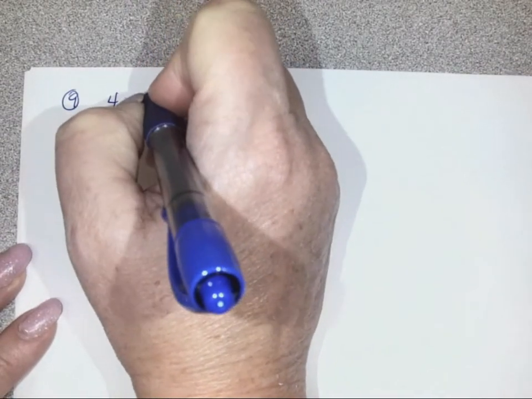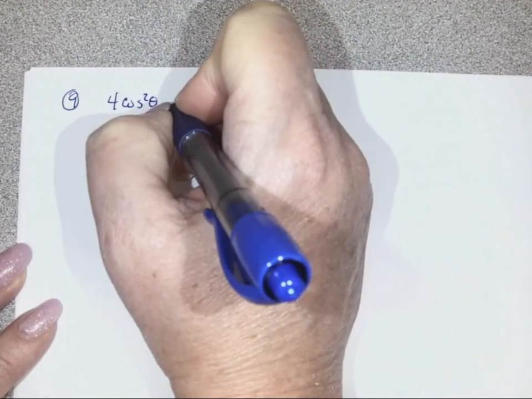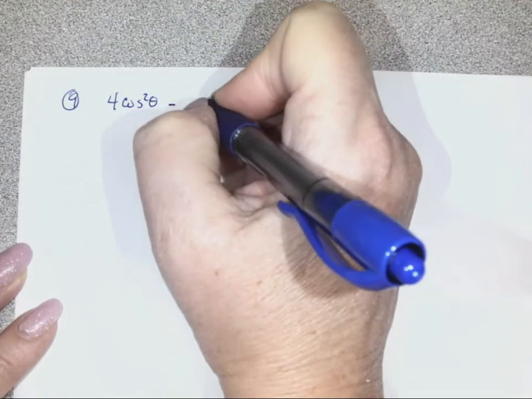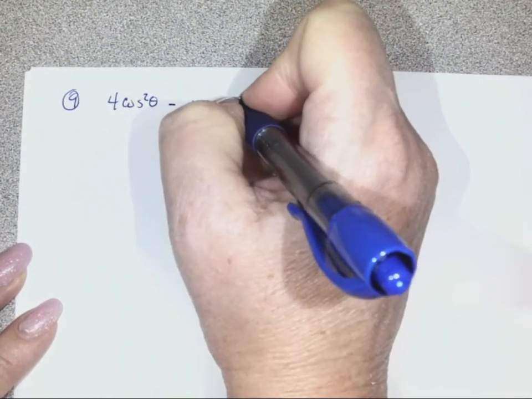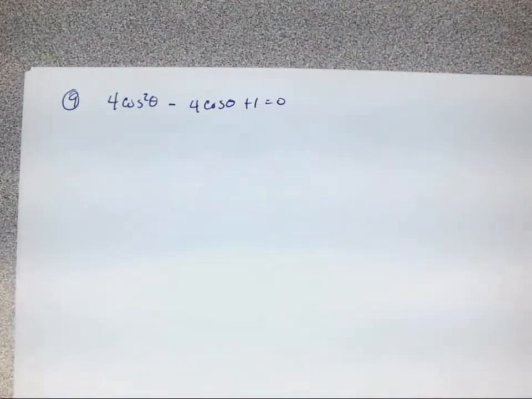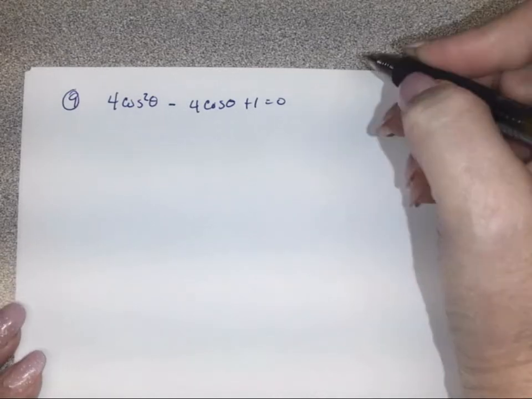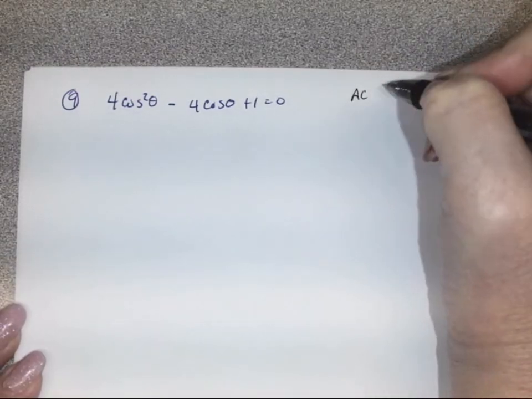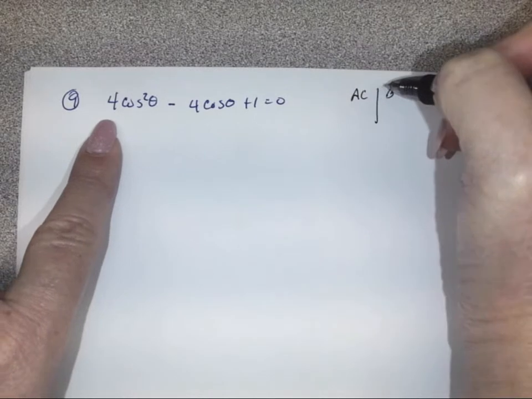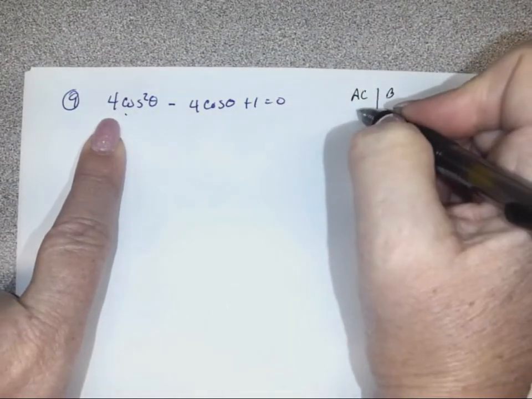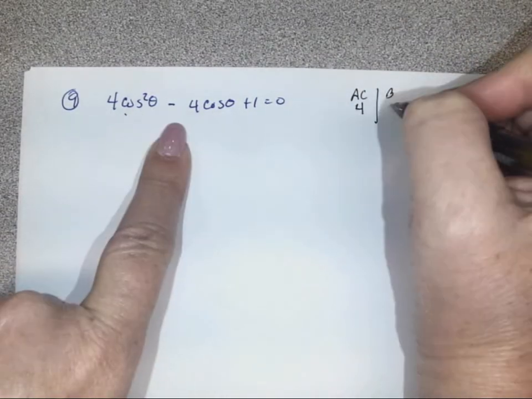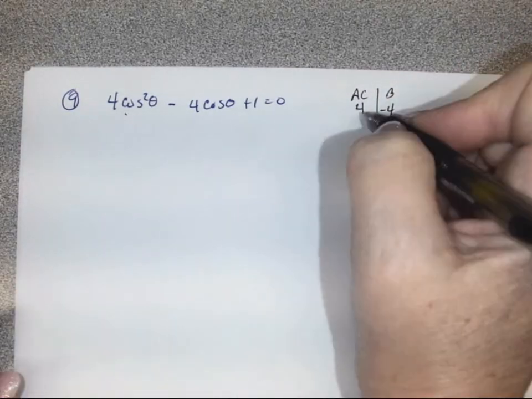So we have 4 times the cosine squared theta minus 4 cosine theta plus 1 is equal to 0. All right, so this is something we're going to have to factor. So I'm going to use the AC method. So we're going to take A times C, trying to get to B. My A is 4, my C is 1, so 4 times 1 is 4, trying to get to negative 4.